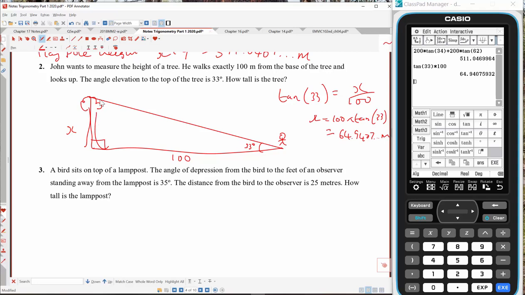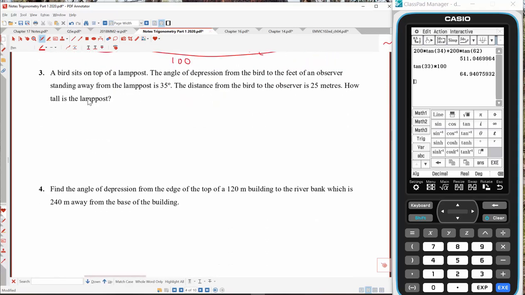Yeah. All right. Bird sits on top of a lamppost. So here is our lamppost with bird sitting on top.